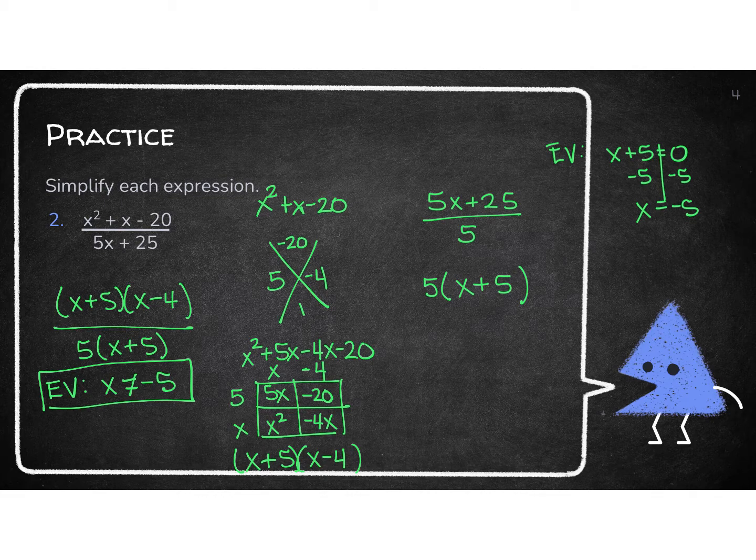So that's my EV. Since that's the only thing in my denominator, I'm only going to have that 1 x as an excluded value. Now we're going to go through and we're going to simplify. So anything that's the same parenthesis on top that it is on the bottom, we can cross off. So I have an x plus 5 on top and an x plus 5 on the bottom. So what's left is x minus 4 over 5. That would be the second part of my answer.